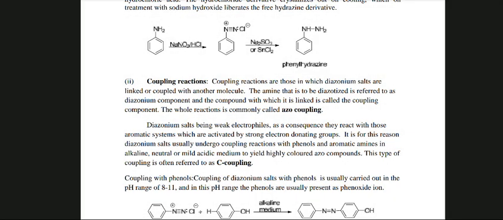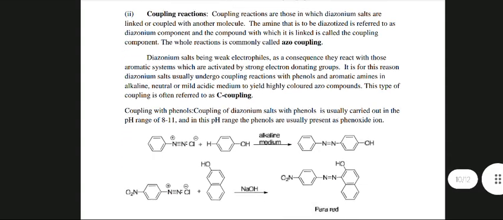Diazonium salts being weak electrophiles, as a consequence they react with those aromatic systems which are activated by strong electron donating groups. It is for this reason diazonium salts usually undergo coupling reaction with phenols and aromatic amines in alkaline, neutral or mild acidic medium to yield highly colored azo compounds. This type of coupling is often referred to as C coupling.